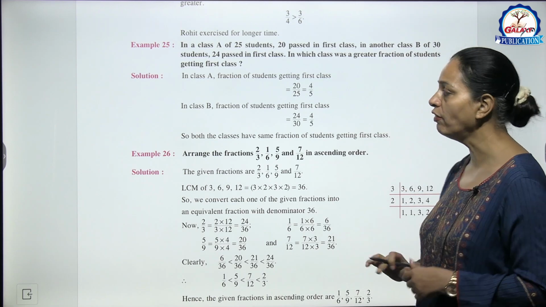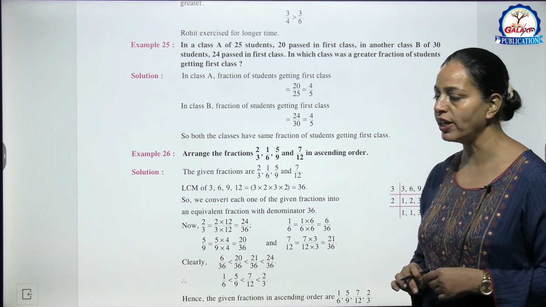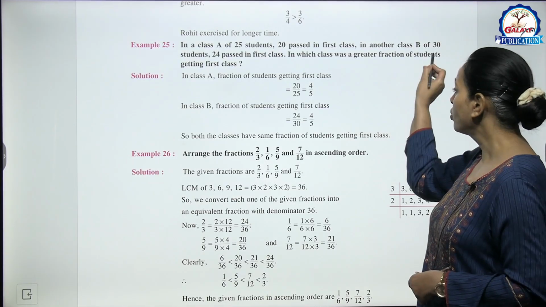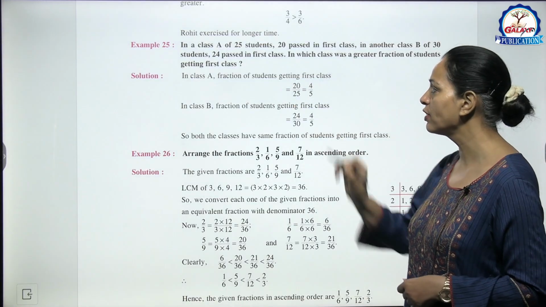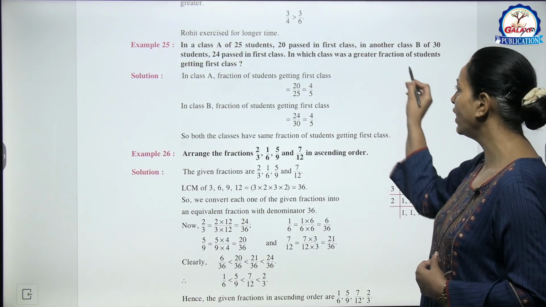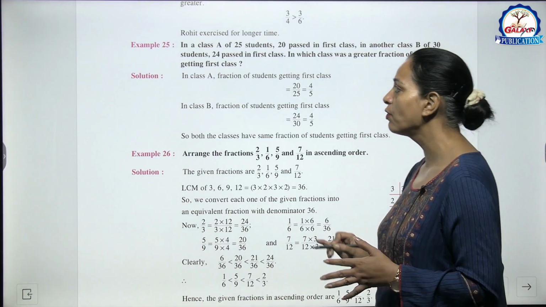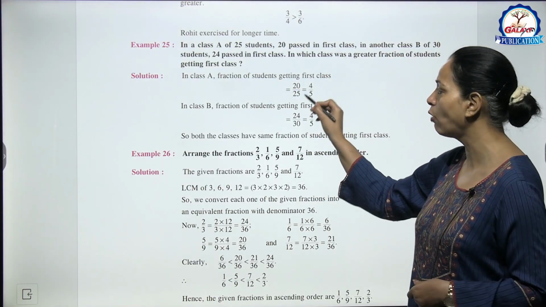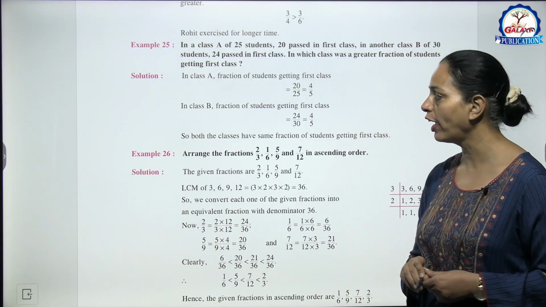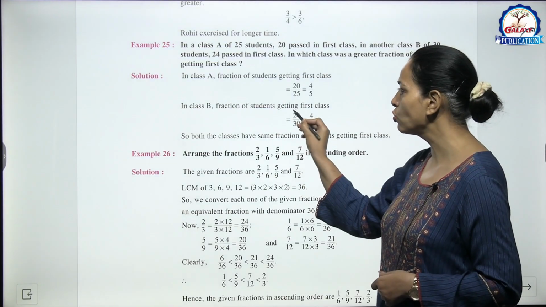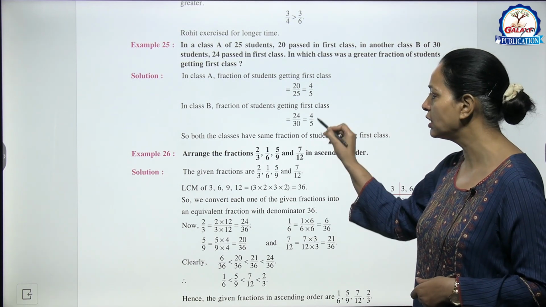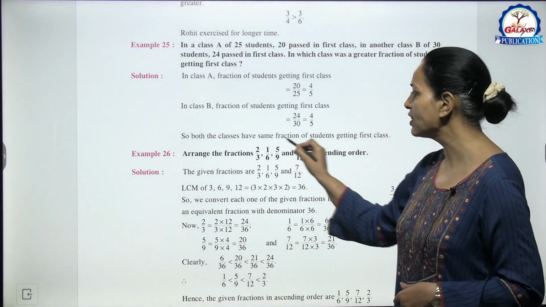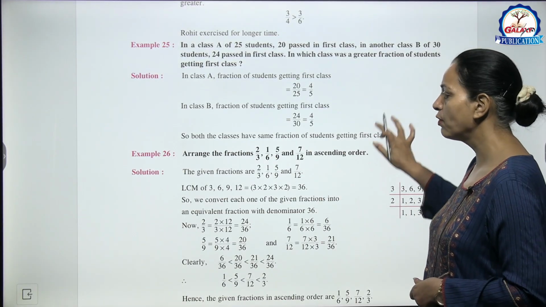Now example 25. In a class A of 25 students, 20 passed in first class. In another class B of 30 students, 24 passed in first class. In which class was a greater fraction of students getting first class? So in class A, the fraction of students getting first class is 20 out of 25, which means 4 upon 5. In class B, the fraction is 24 upon 30, that is also 4 by 5. So same. Both classes have the same fraction of students getting first class.